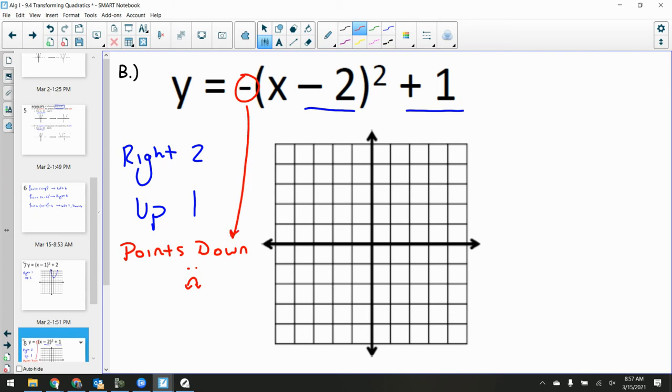Don't let the transformations mesh into one thing. Each little piece of this tells you something different about the graph. For example, now we know that I could go right 2 up 1. There's my vertex. And now I know that it points downward, not upward. So generally, it looks like that. Again, what do I need to see? I need to see that the vertex is in the right spot, and that it points upward or downward correctly.